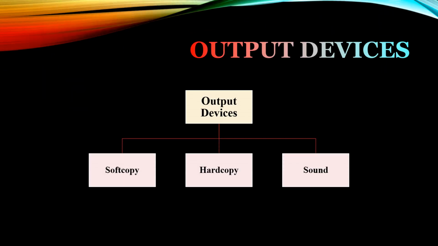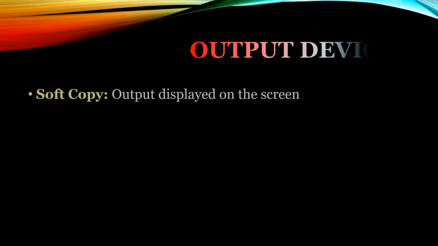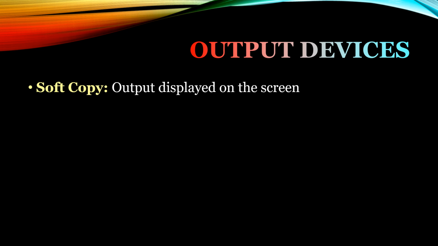Alright, now let's get into the next section on output devices. We will explore how a computer system produces processed information. There are three main methods: soft copy, hard copy, and sound. First, we're going to discuss soft copy. This refers to the output displayed on screens.